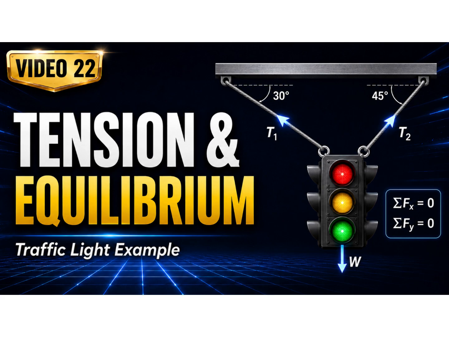In this video, we are going to study tension and equilibrium using a suspended traffic light as our main example. At first glance, the traffic light looks simple because it is not moving. However, a stationary object can still have several forces acting on it. The important idea is that these forces must balance. The traffic light has weight pulling downward, and the cables pull upward and sideways through tension.